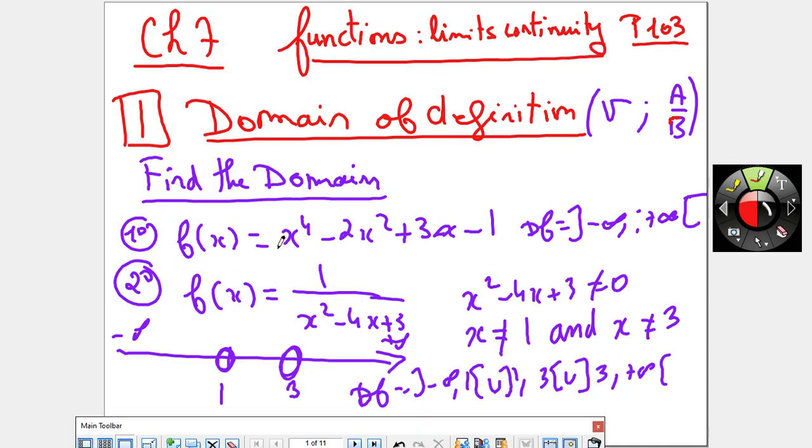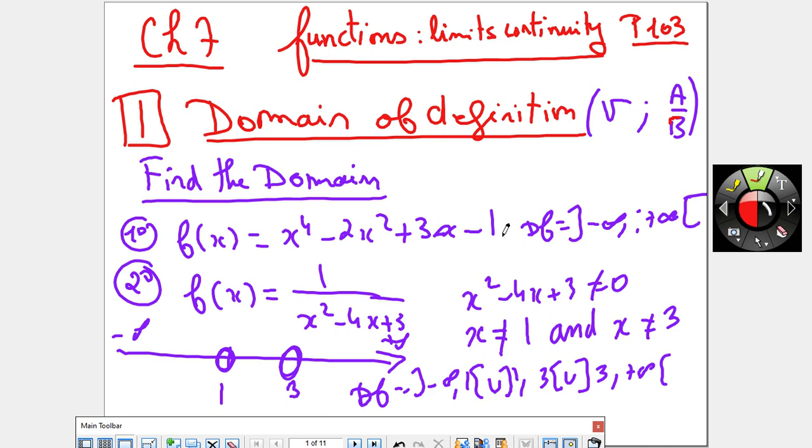So find the domain of definition of f of x equal x^4 minus 2x squared plus 3x minus 1. This one, there is no radical inside, and it's not a fraction. So my domain is minus infinity, plus infinity. It means I don't have any problem with any x. If I replace x by any value here, I have a solution. I don't have any problem.